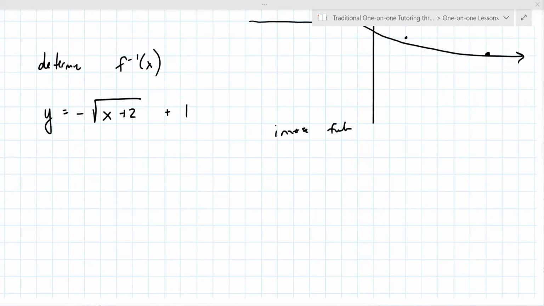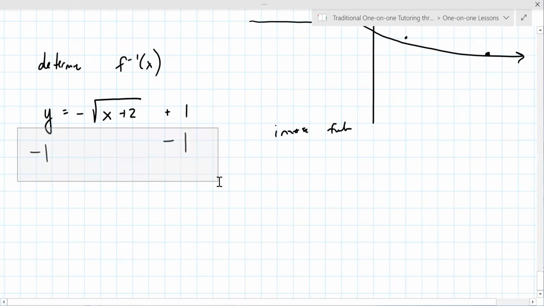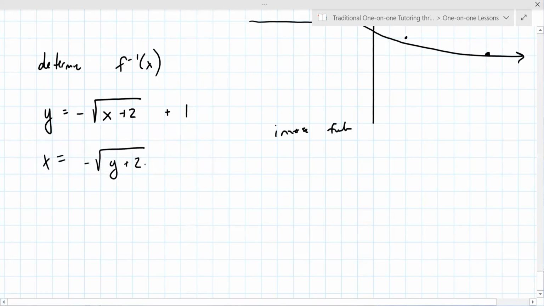Yeah, let me just work through this with the limited time we've got left, and you can follow along if there's anything. So actually, I need to switch x and y first. X equals minus square root y plus 2 plus 1. Subtract 1 from both sides. You get x minus 1 equals minus square root y plus 2.